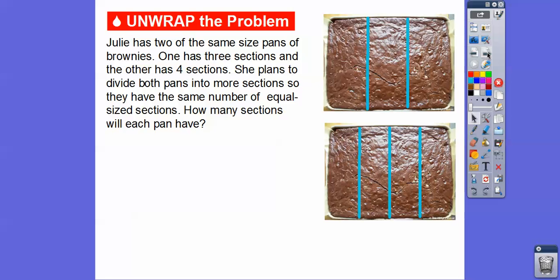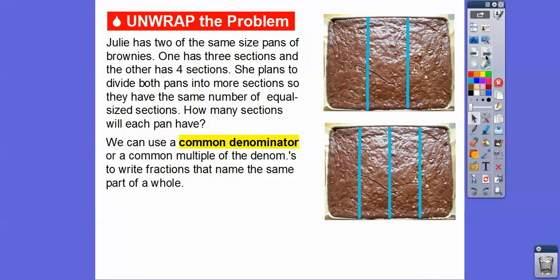So here's one. Julie has two of the same size pans of brownies. One has 3 sections and the other one has 4 sections. So here's the 3 sections and here's the 4 sections right here. She plans to divide both pans into more sections so that they have the same number of equal size sections. So how many sections will each pan have?